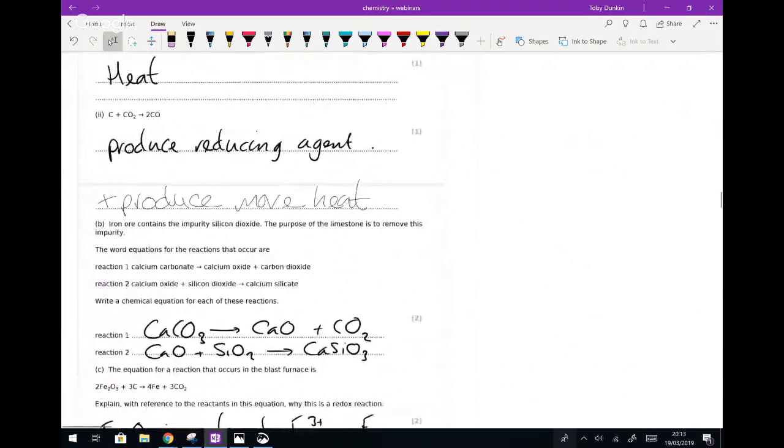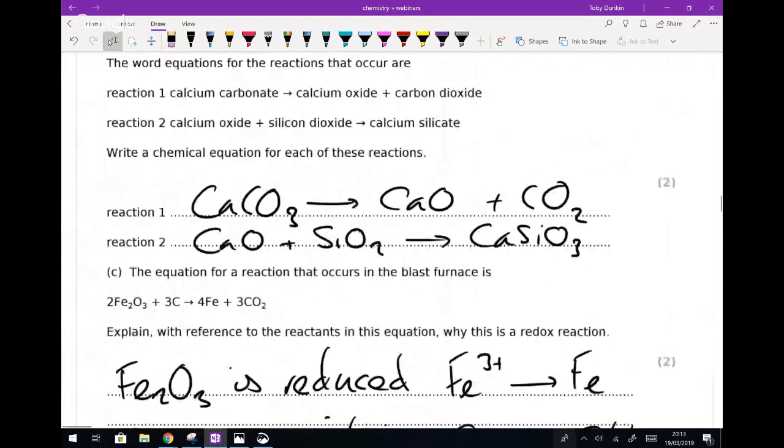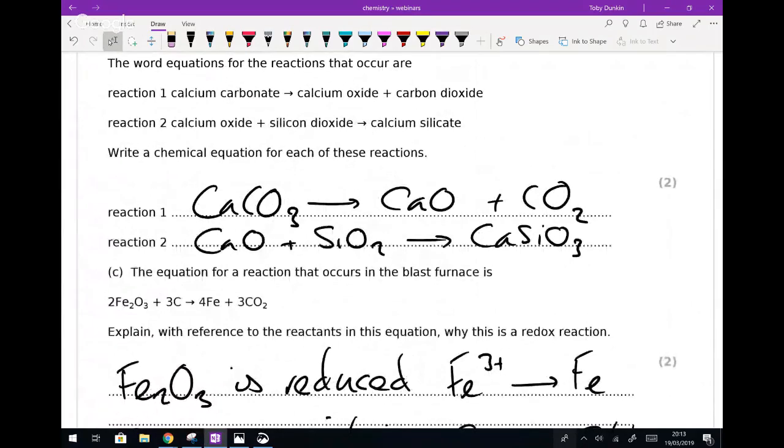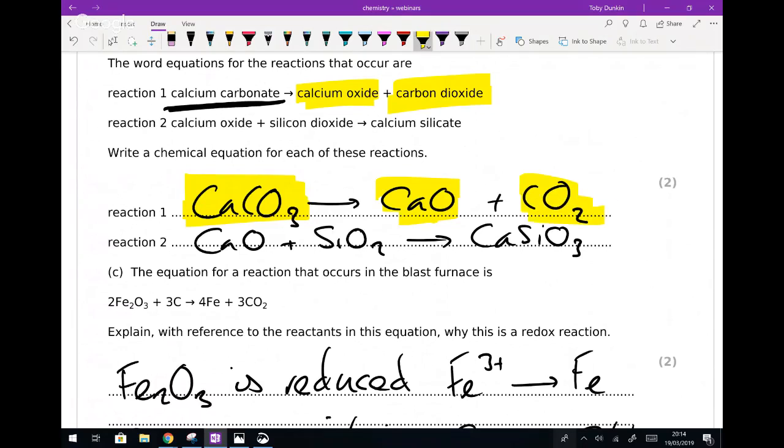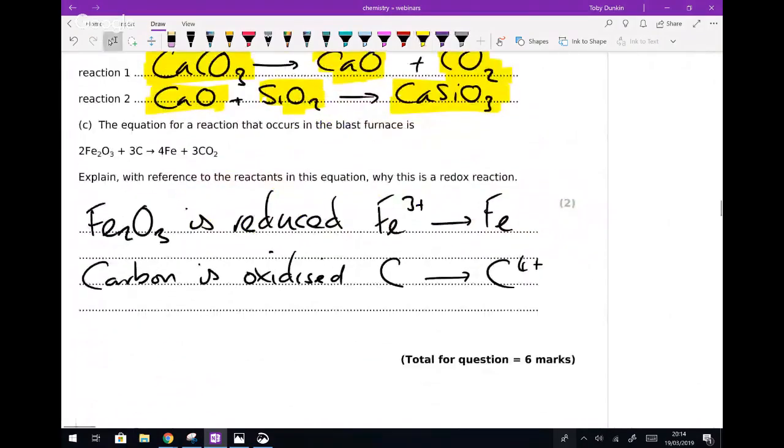Go back down. Okay, so they ask you to convert words to symbols, which is quite nice. Calcium carbonate, CaCO3, calcium oxide, CaO, carbon dioxide, CO2. And balance, don't forget to balance. Calcium oxide, silicon dioxide, calcium silicate, just add them together. No balancing needed. Explain with reference to the reactions why this is a redox.